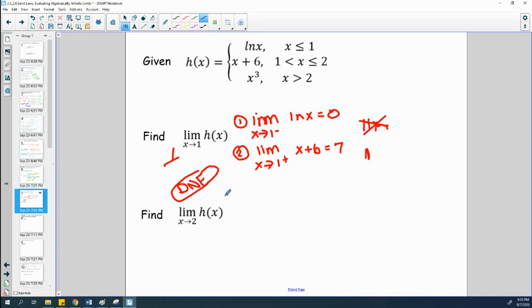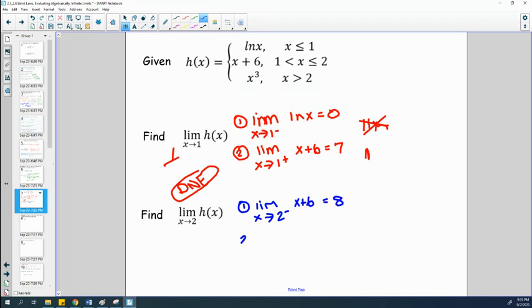So h of x as x approaches 2. So again, we're going to go on both sides of 2. We're going to go to the left of 2 and to the right of 2. So we've got the limit as x approaches 2 from the left. From the left of 2, I'm going to use this middle function because it's where x is less than 2. So I'm going to use x plus 6, and I'm going to just plug in my 2. So this is going to equal 8.